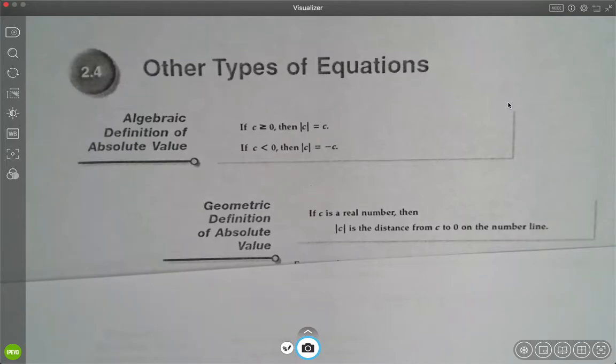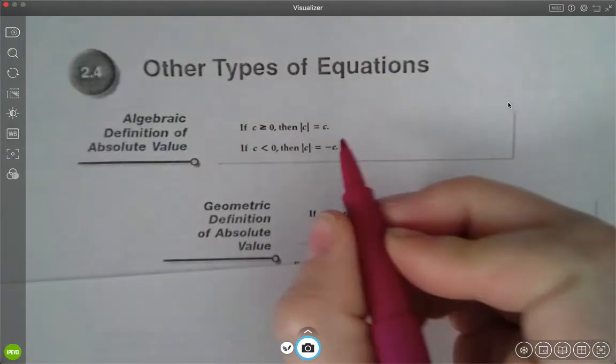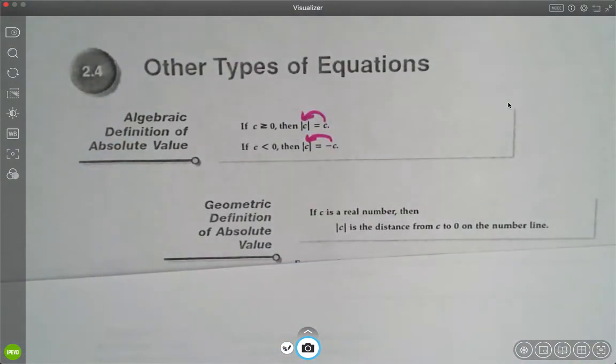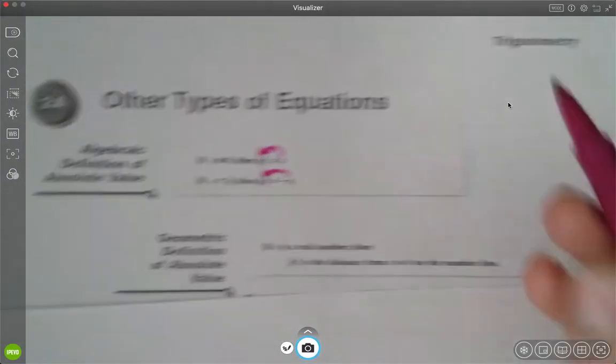The algebraic definition of absolute value is that whatever you plug in is always going to pop out as positive, okay? So you plug a number that is already positive into an absolute value and it pops out as positive. But you can also plug a number that is negative into an absolute value and it pops out as positive. Here is the technical term of absolute value.